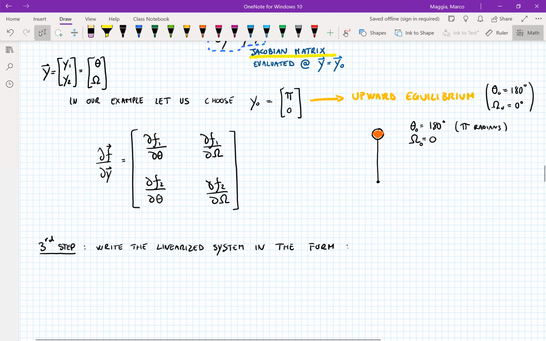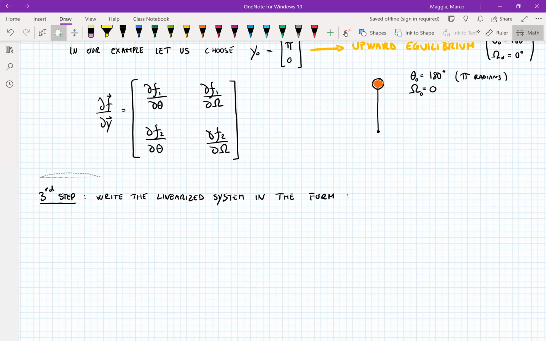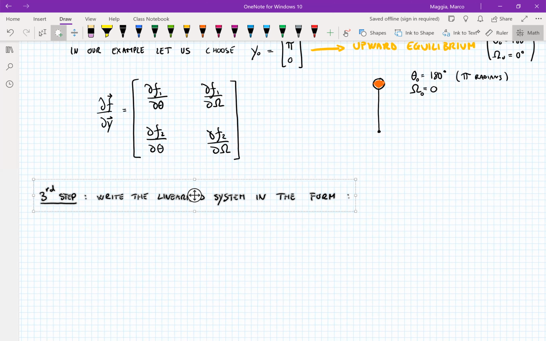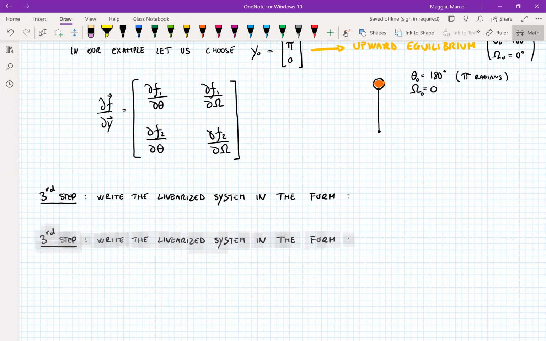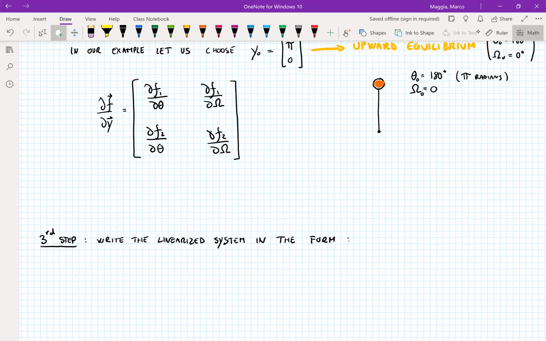So now we can take the partial derivative of f1 with respect to theta and with respect to omega, and then do the same for f2. So f1 was omega, so the partial derivative of f1 with respect to theta is simply 0. There's no theta. And what about the partial of f1 with respect to omega? Well, that is equal to 1.